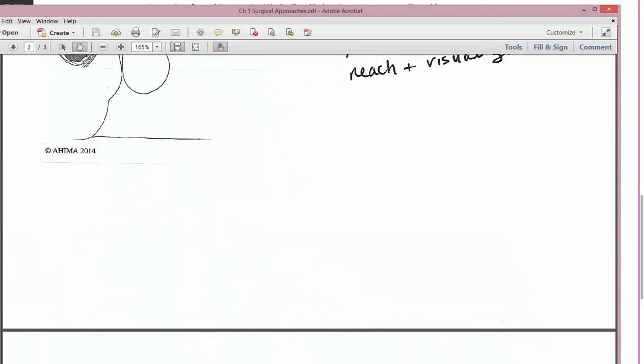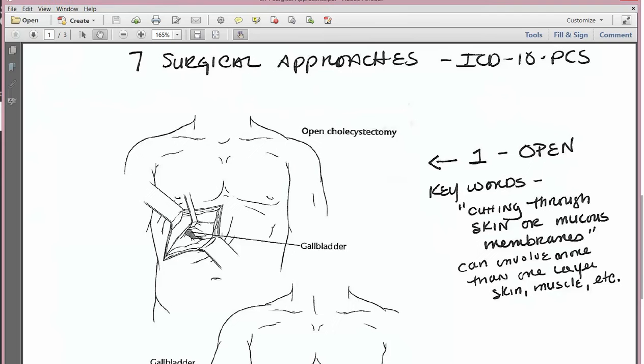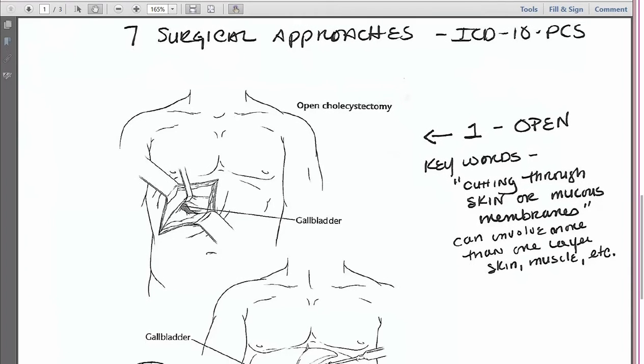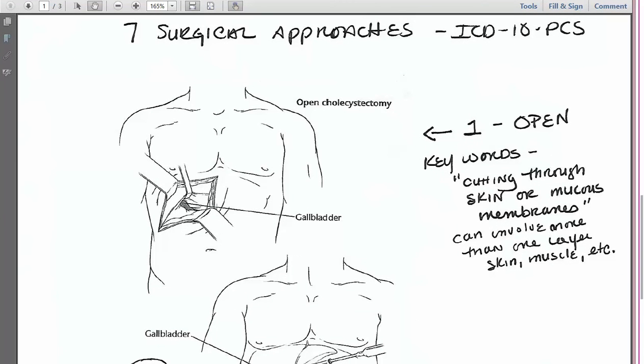So in your textbook in Chapter 1, they gave you pictures of the surgical approaches, and I just replicated that here just for illustrative purposes during this presentation. There are 7 surgical approaches. The first one is open.